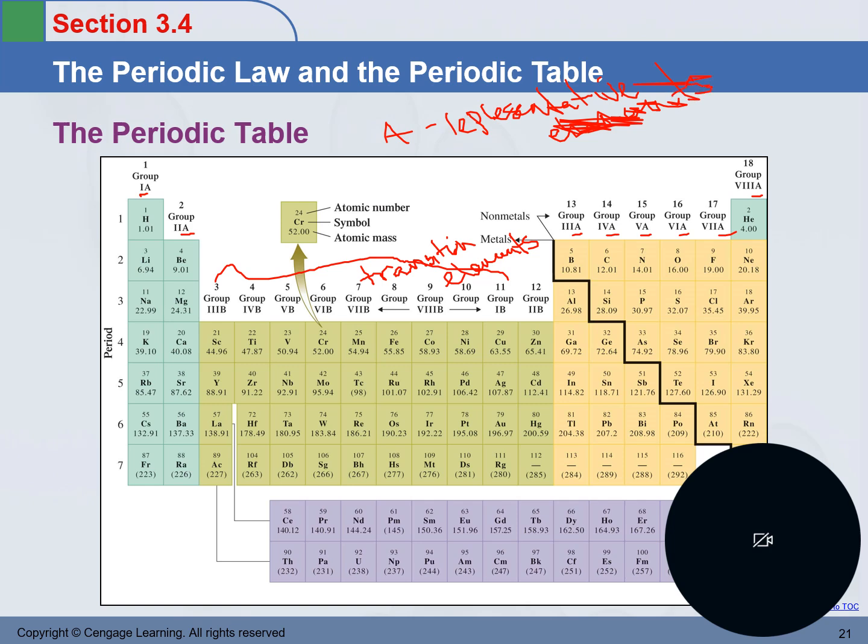Sorry about the chicken scratches. Group 1A is sometimes known as the alkali metals. Group 2A are known as the alkaline earth metals.